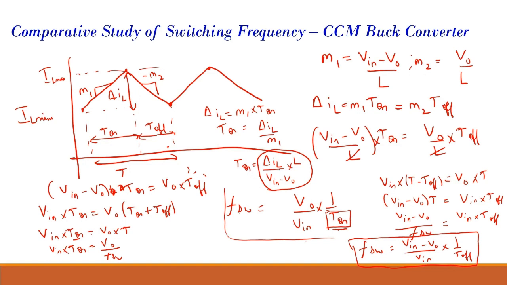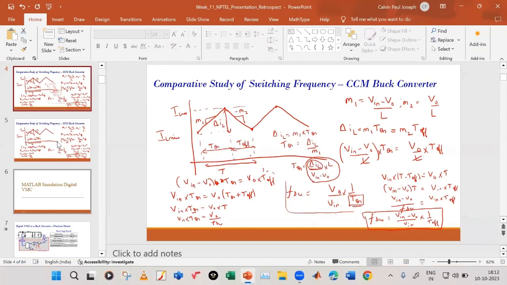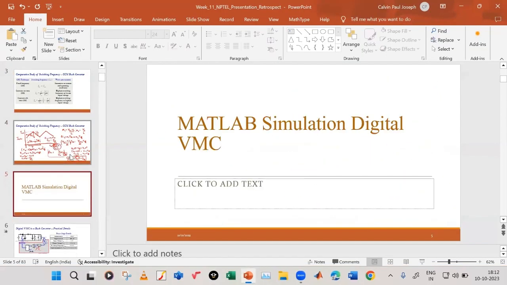Now, in case of hysteresis current mode control, your delta IL is fixed. Your current ripple is fixed. Because your current ripple is fixed, I will use the current ripple in the formula for FSW, and I will get the formula of FSW in terms of input, output, and inductance value. So that's the way to derive the expressions for switching frequency. Okay, so I'll proceed.